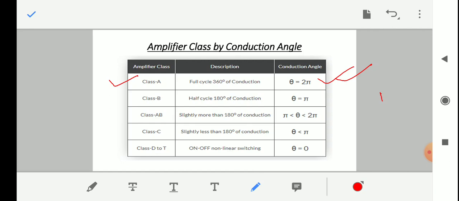The next in this category is class B amplifier. Class B amplifier produces the output for half cycle of the applied AC input signal. That means in class B amplifier the output is obtained only for 180 degree of phase of the input signal, and due to the half cycle conduction, class B amplifiers produce high distortion at the output section.